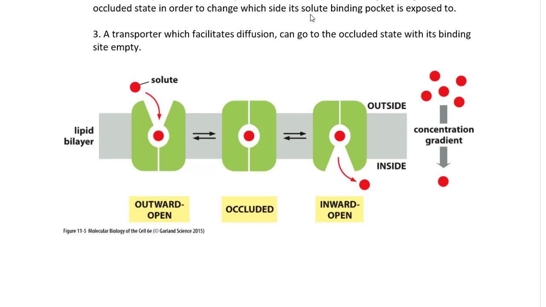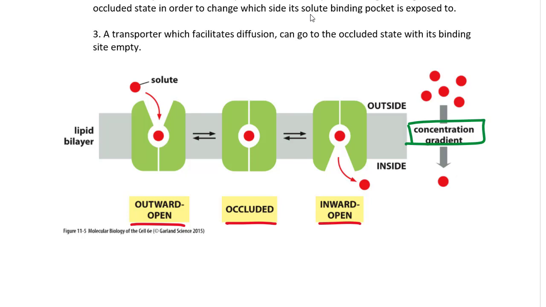So what you have is three states. You have the occluded state, which is the state where the binding pocket is not exposed to either the outside or the inside solution, right? You have an inward open, where the binding pocket is exposed to the inside solution, and you have an outward open, where the binding pocket is exposed to the external solution, or the outside solution. Now in this case, we have a molecule, and we're only worried about the concentration gradient, because this molecule does not have a charge on it, right? So no need to worry about the potential on the membrane. No charge. It's like the potential doesn't even exist. So we're not even worried about that.